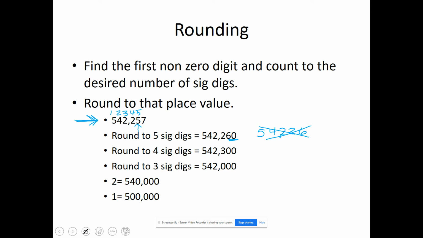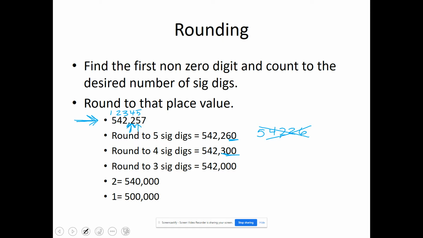Rounding it to 4 SIGDIGs, we take our same number, but now we're rounding it to the hundredth spot, which is that 2. So you look after the 2, it's a 5, 5 and above, give it a shove, so you have 542,300. Again, putting zeros in as your placeholders.